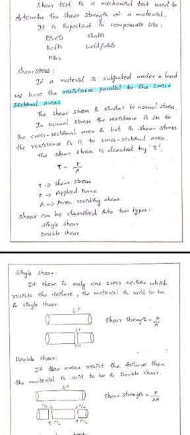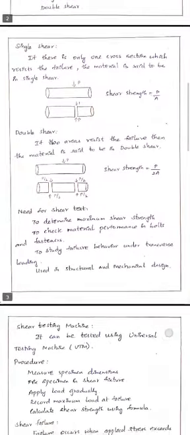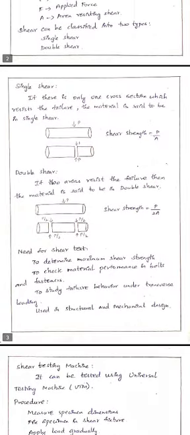Coming to the types of shear, it can be classified into two different ways: single shear and double shear. Coming to single shear, if there is only one cross section which resists the failure, the material is said to be in single shear. So look at the diagram. In this diagram, a full specimen is placed in it, and when the force is applied, which is denoted as P, the specimen breaks at one single point. This denotes the single shear, where shear strength can be represented by P by A.